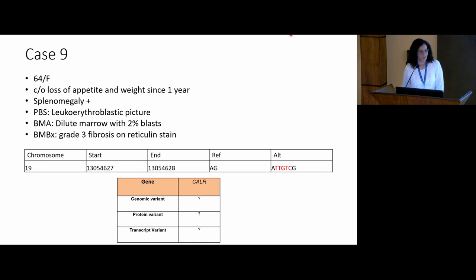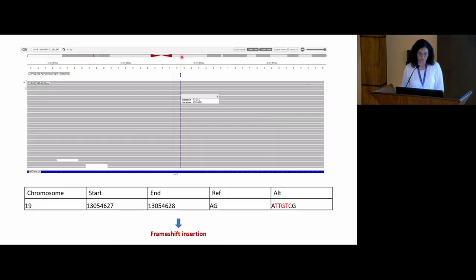Now, when we did NGS, we found a 5 base pair insertion in the CALR gene, which is a type 2 CALR mutation or variant that we see in most of the myeloproliferative neoplasms. Now, this 5 base pair insertion, let's look at the Integrative Genomics Viewer. So, this is the nucleotide position 13054 and 628. And there is an insertion of 5 base pairs between these two positions. Similarly, we can see that at the start and end there is a 5 base pair insertion between A and G. Again a frame shift. Yes.